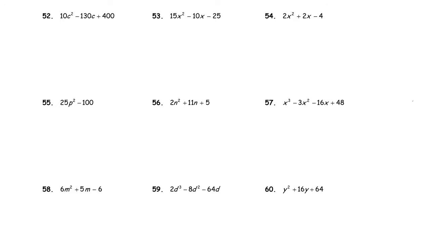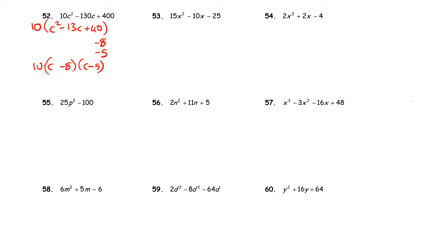On question 52, we are going to factor out the greatest common factor, 10. You will have c squared minus 13c plus 40. Because c squared, the leading coefficient, is only 1, we can solve this in the easy method. Factors of 40 that could add up to 13 are negative 8 and negative 5. So I can write my factors as c minus 8, c minus 5, and we still have the 10.